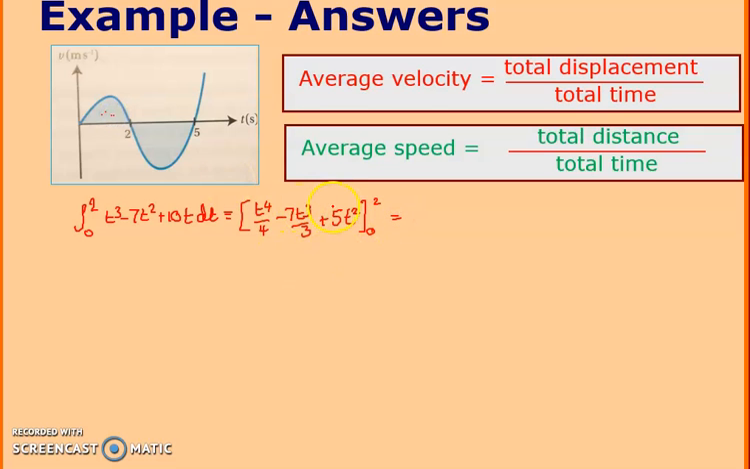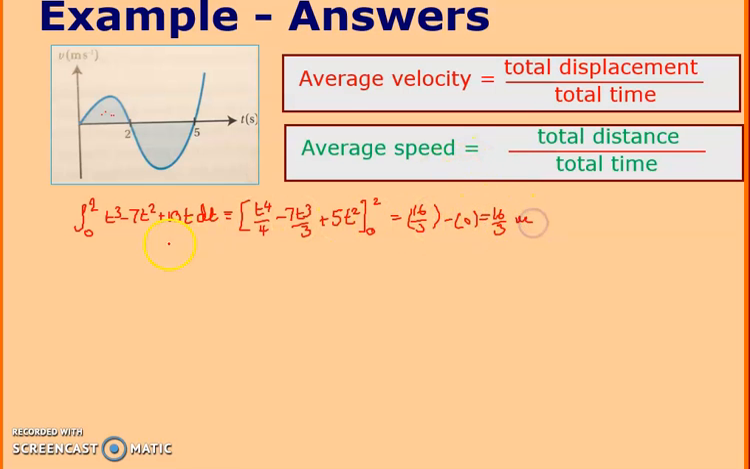So that's 2 to the power of 4 divided by 4, minus 7 times 2 cubed divided by 3, plus 5 times 2 squared. I'll do this on my calculator. And I get 16 over 3. Obviously if I put 0 in, I get 0 out of that function. So I can just say that the first section of the journey is 16 over 3 meters.